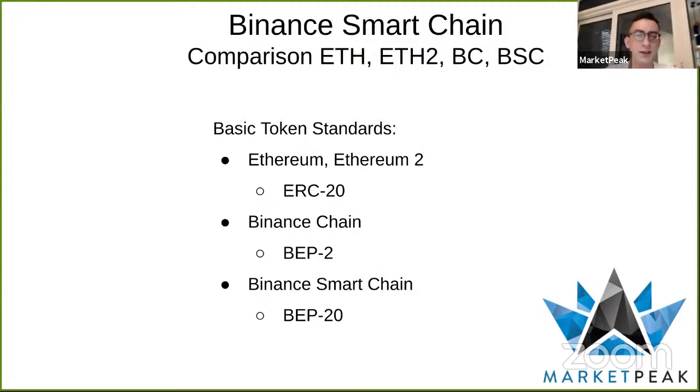Not Binance Chain though. Maybe worth mentioning at this point is that Ethereum 2, as well as Binance Chain and Binance Smart Chain, are completely separate chains, right? That means if you were to put Ethereum offline, which you can't, but just in theory, Ethereum 2 would be completely unaffected. Same goes for Binance Chain and Binance Smart Chain. They are separate blockchains, and turning off one would not affect the other at all. They're completely separate and independent of each other.